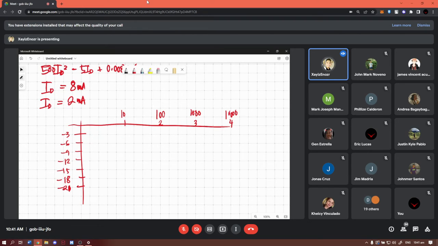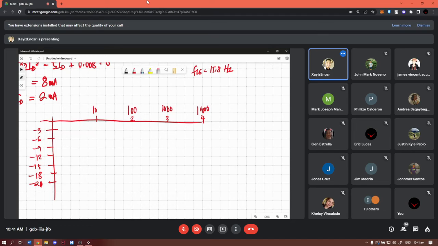So first, let's graph 15.8. FLG is 15.8 Hertz. So what are our guidelines for this graph? Take the logarithm of 15.8. How much is this? 1.2. So it is here, 1.2.